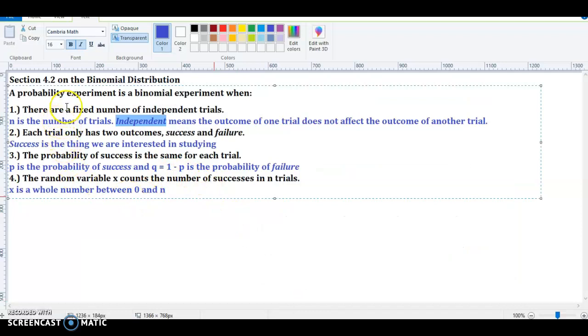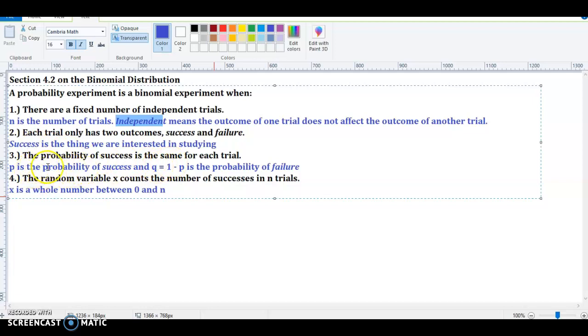A probability experiment is a binomial experiment when there are a fixed number of independent trials. The letter n will represent the number of trials. What we mean by independent is that the outcome of one trial does not affect the outcome of another trial. Each trial only has two outcomes, success and failure. Success is the thing that we are interested in studying. It doesn't necessarily mean it's something good.